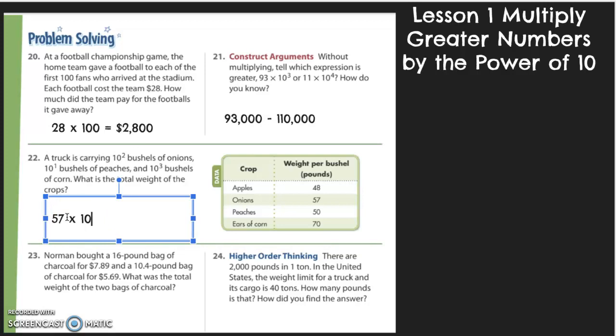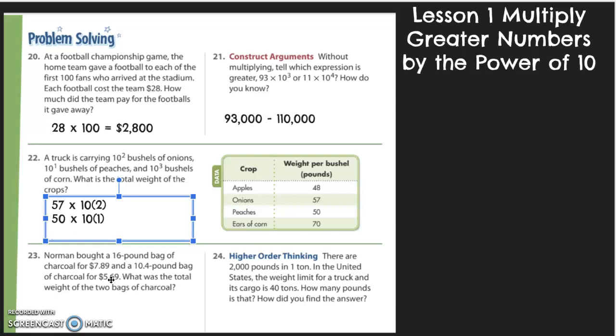How am I going to put a little second there? I'll do it like this. Okay, those are onions. Then we're looking at peaches. Peaches were 50 times 10 to the 1st. I'll make my exponent look like this.